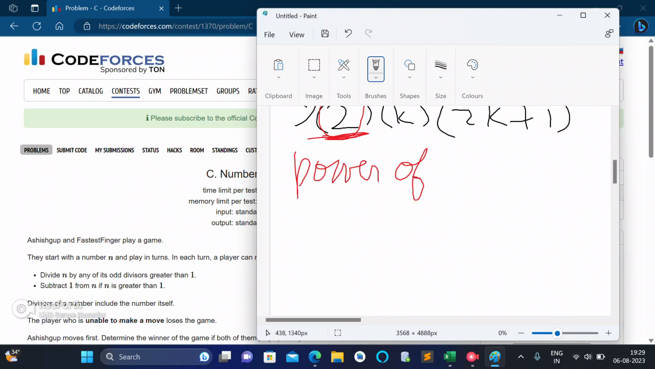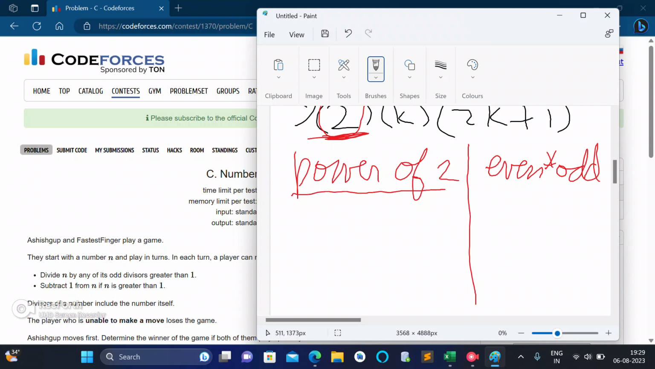So we are actually discussing the 2 cases. First, power of 2, that any even number can either be a power of 2 or a product of even and odd. So let's discuss the first case.